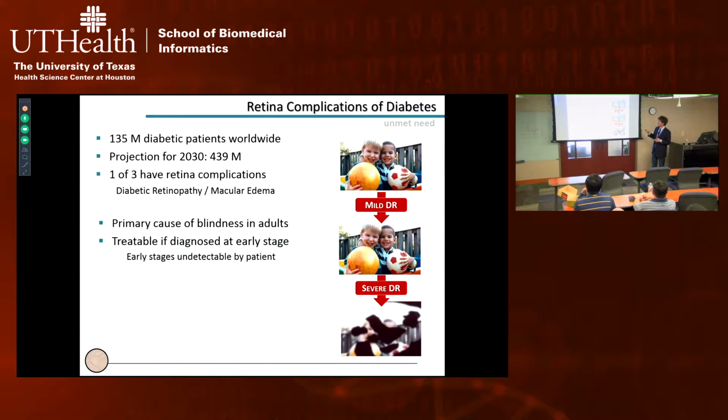So even when you have mild diabetic retinopathy, you have a perfect vision. You can have 20/20 vision. But then when it gets severe, you'll have essentially black spots all over your eye, and then you'll eventually become blind. What is the good news?